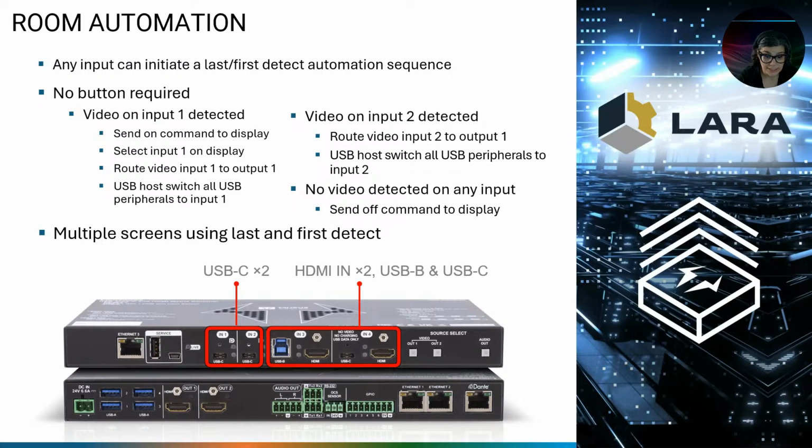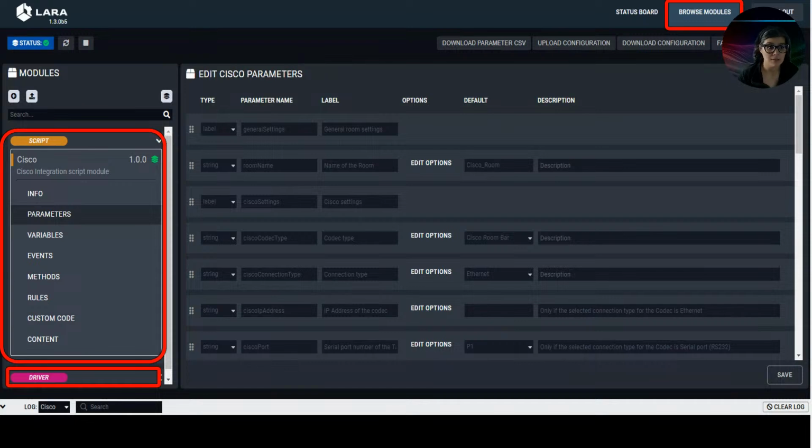So let's take a look at that and see what it looks like. It does look a little bit different than what we've been looking at so far, because this is a different program. You go into the web to do this, and you launch it through Taurus. You'll see here you have two different menu options when it comes to LARA. You have your browse modules and your status board, and we're going to take a look at both.